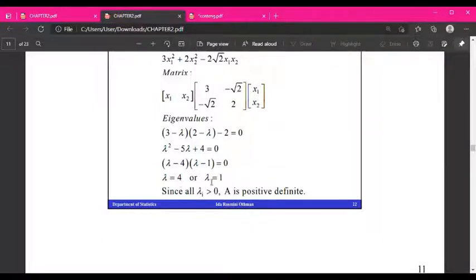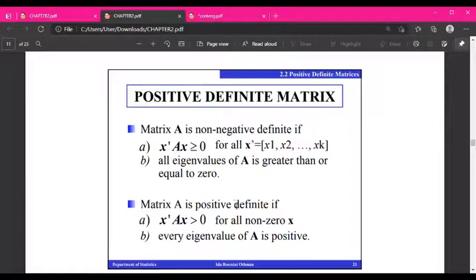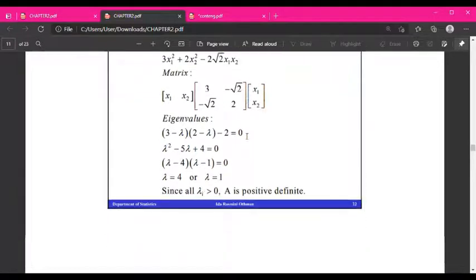If one of these eigenvalues is equal to 0, then we say that matrix A is non-negative. But here, because both of them are greater than 0, A is positive definite. Okay.